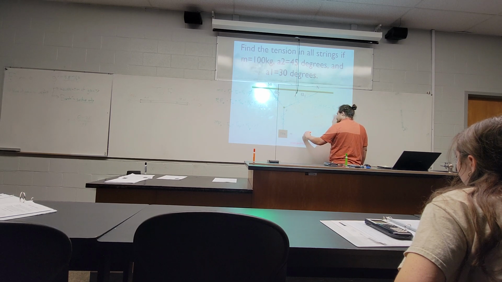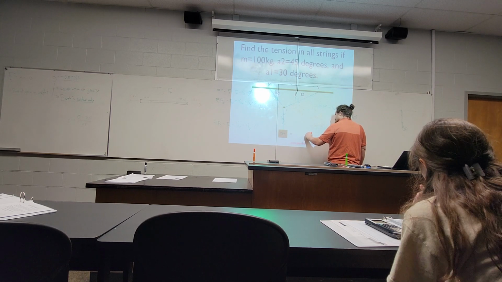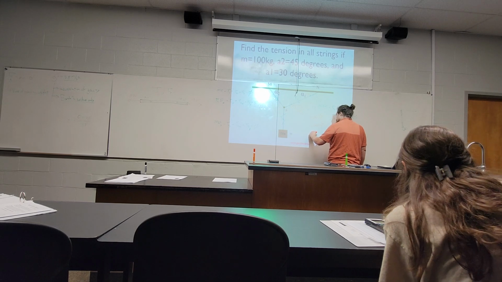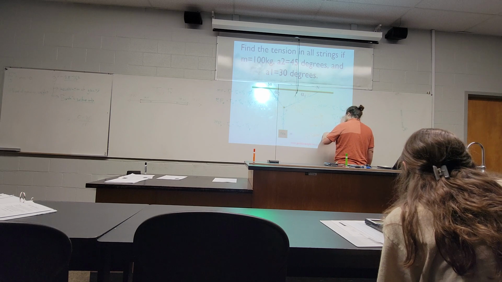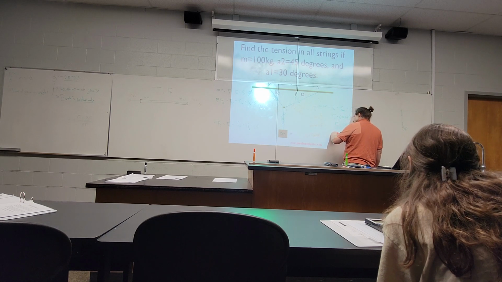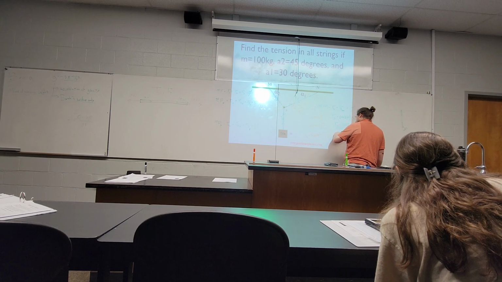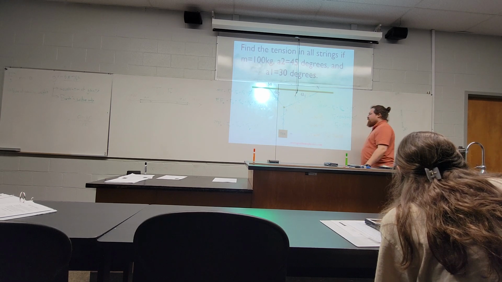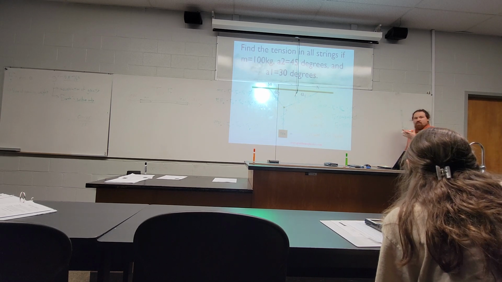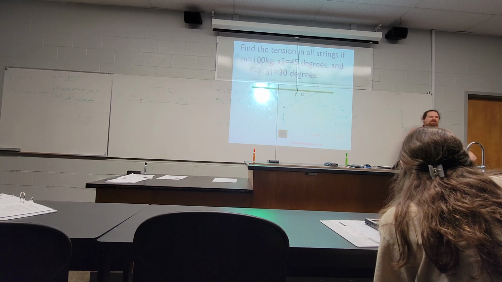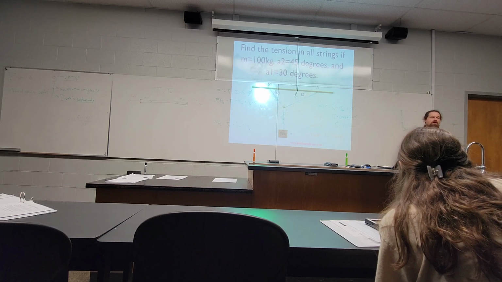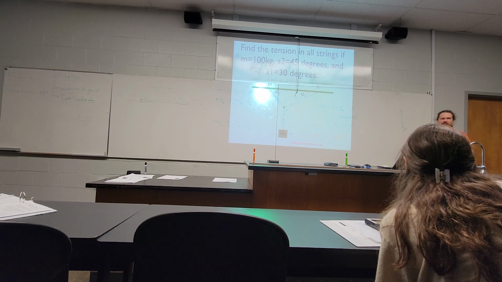This tells us T1x will eventually be equal to the value of T1 times cosine of 30, and T1y will be equal to T1 times the sine of 30. Once we have a number for T1, we can pop it in there and figure out the components. We're kind of going to use the components to find the tension number, so we're working a little bit backwards.